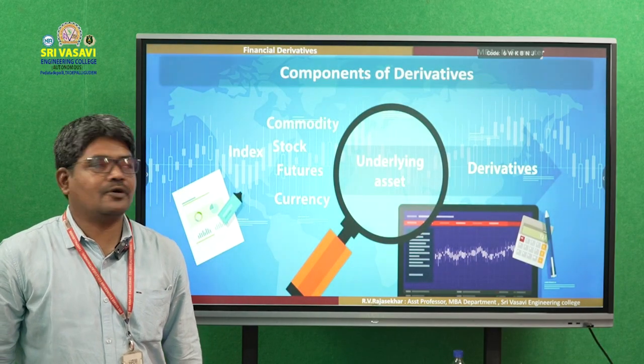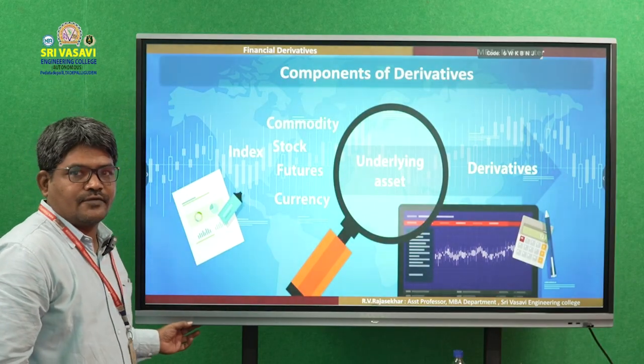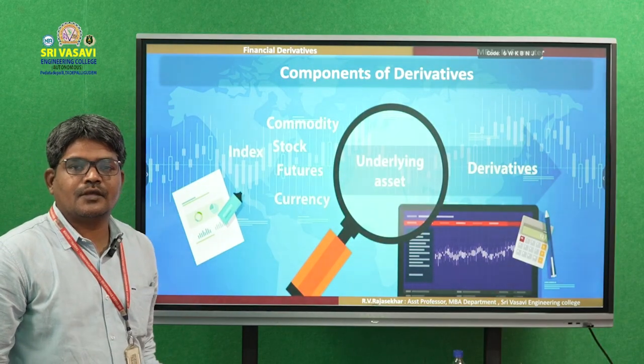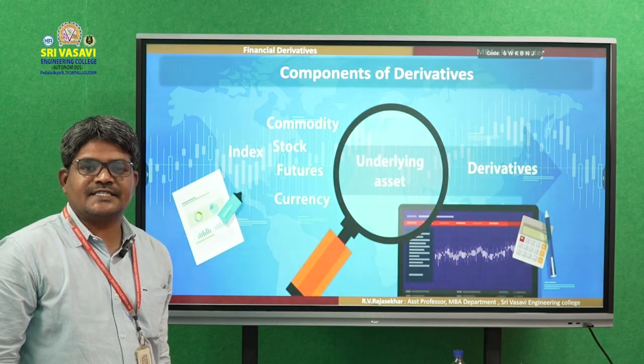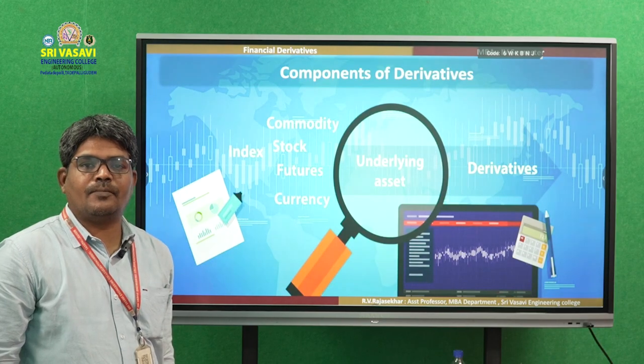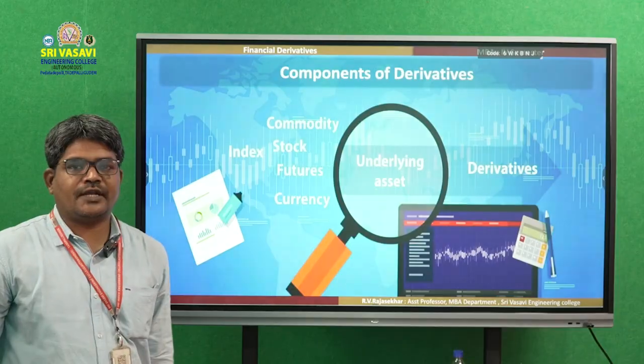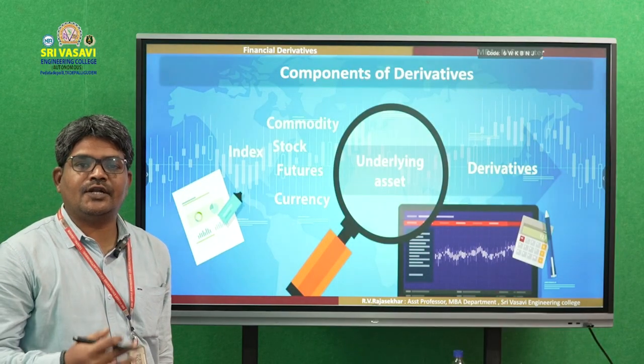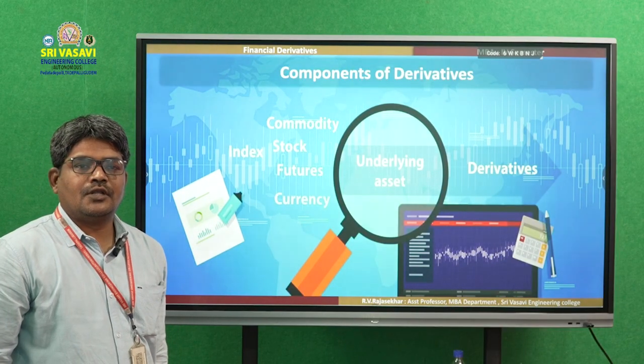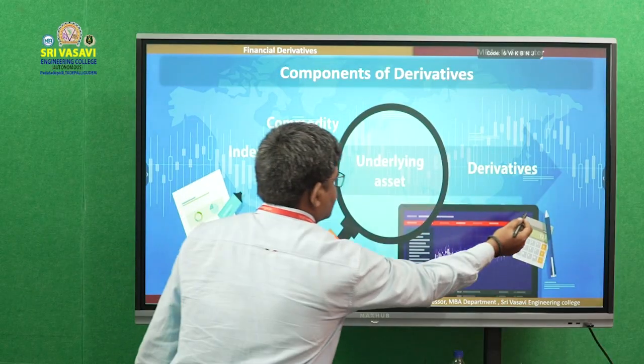Today, I want to explain about various components of derivatives. Means, if a derivative contract exists between parties, what are the components there? Once we are clear about the components, we are in a position to understand how the derivative is going to work. Now, let me start my proceedings.